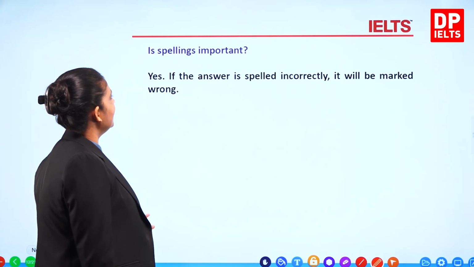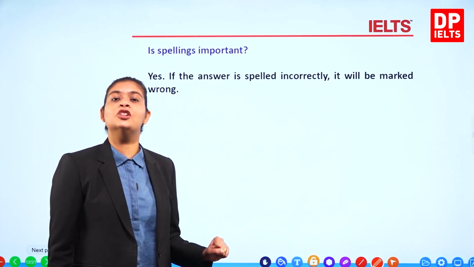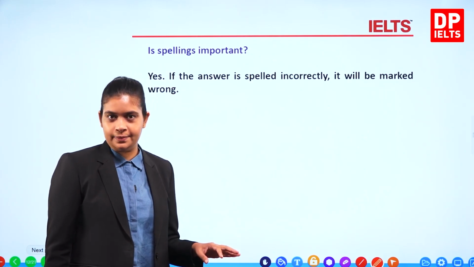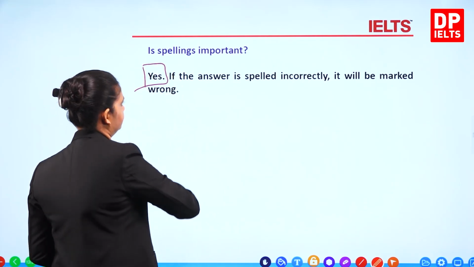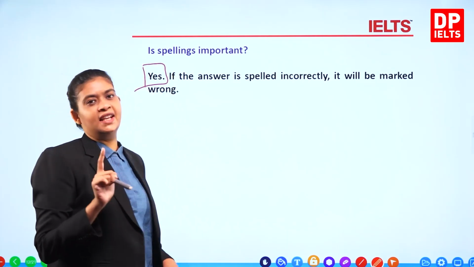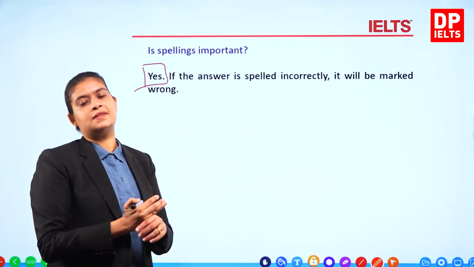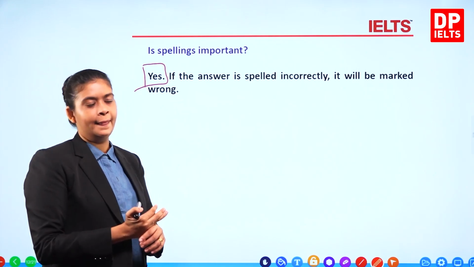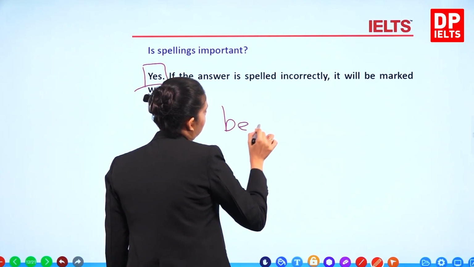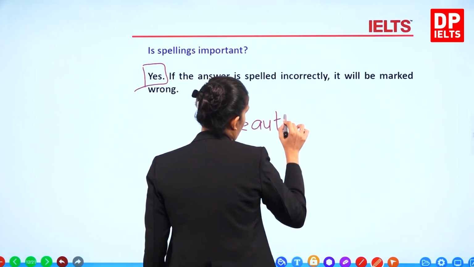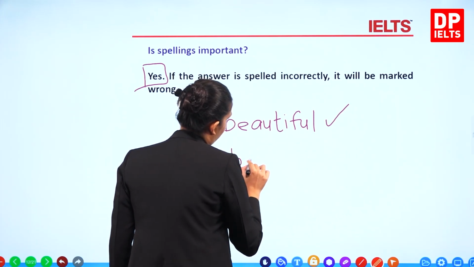So moving on, is spelling important? So this is an English language testing system. So is spelling important? Definitely yes. If it is spelled incorrectly, no marks. Okay, so you have to make sure. Now example, let's take the answer is beautiful. Right, this is correct. But what if you write it like this?